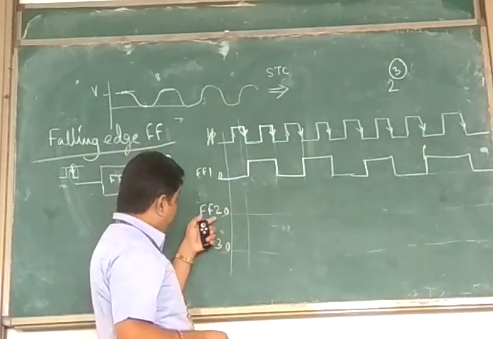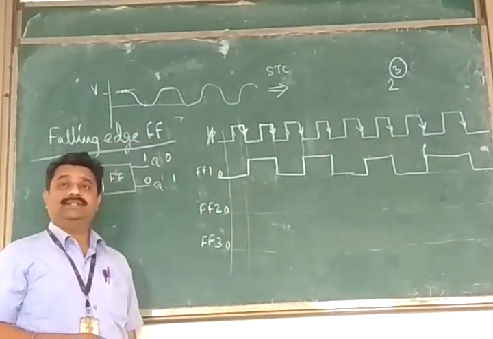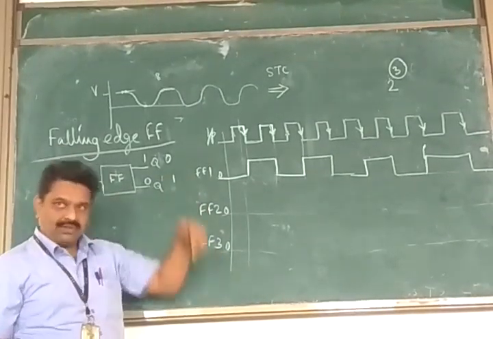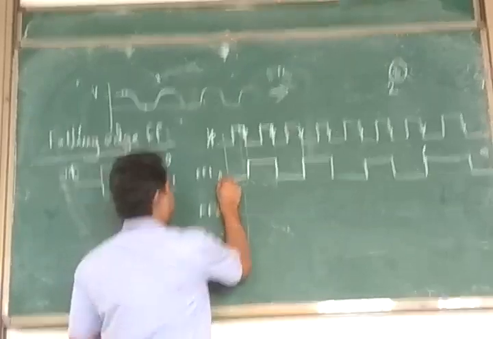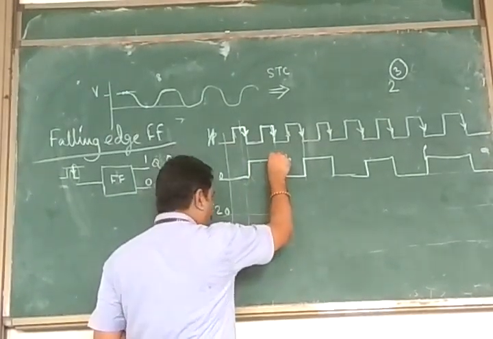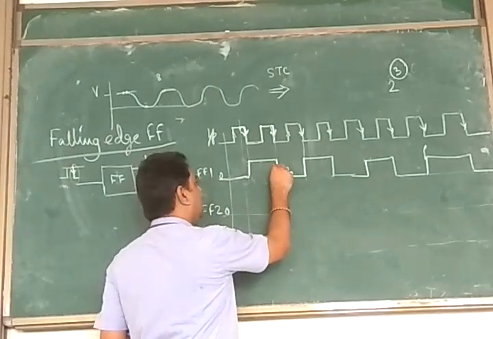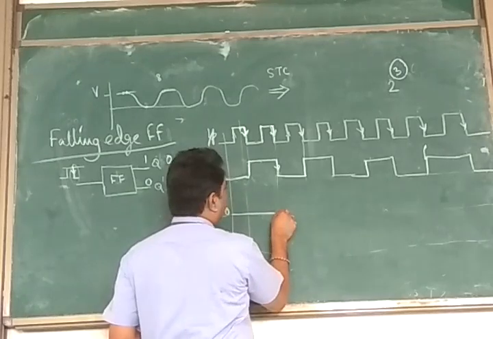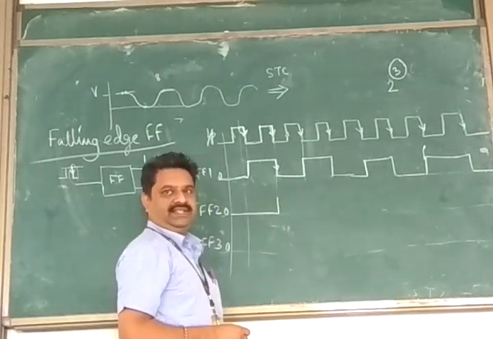Now, when will flip-flop 2 change its state? When the flip-flop 1 output has a falling edge. Following it, 0, rising, I mean high. Now there is a falling edge. Here there is a falling edge. So up to then it will continue to be in 0. Here it will go to 1.